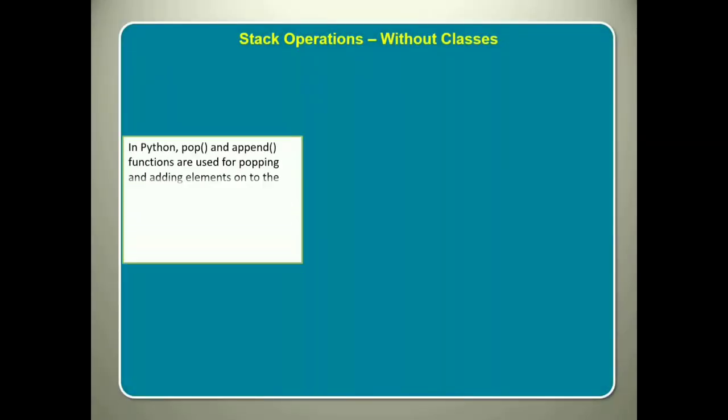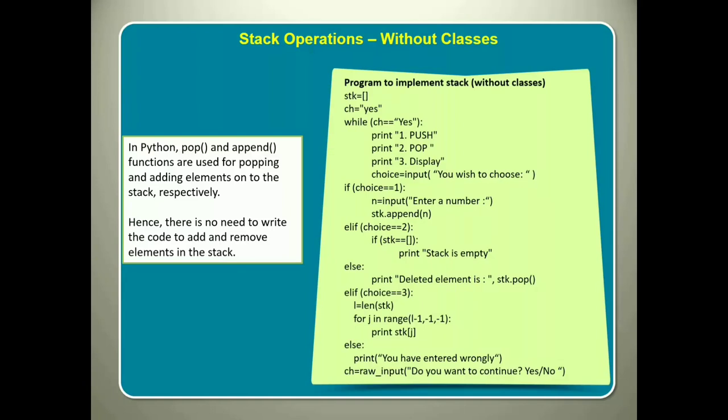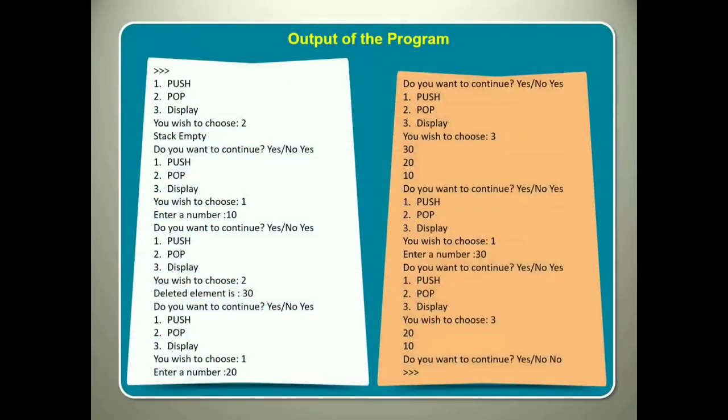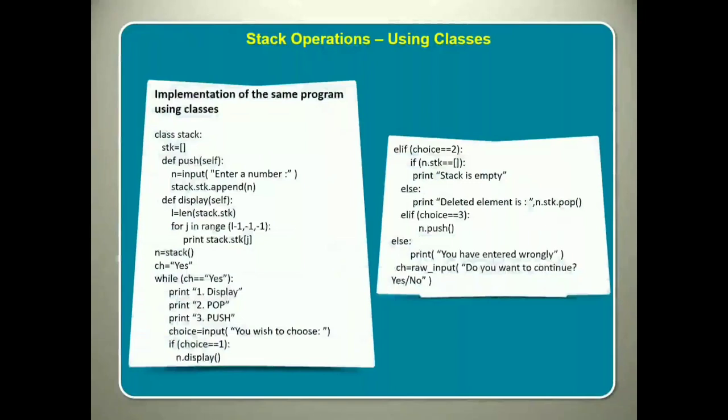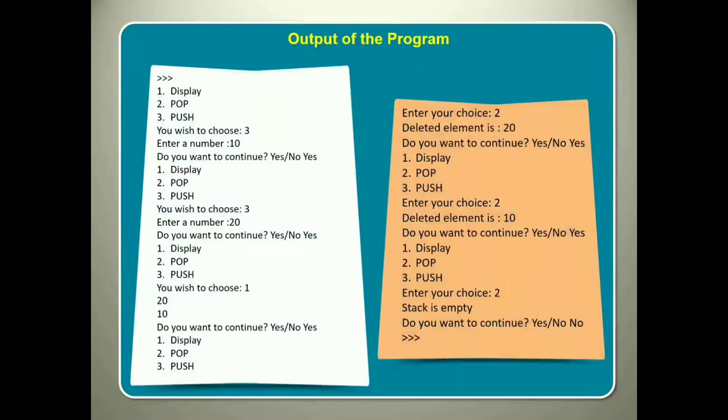As you have studied earlier, in Python, pop and append functions are used for popping and adding elements onto the stack respectively. Hence, you need not write the code to add and remove elements in the stack. Here is a program that performs the push and pop operation on the stack through append and pop function. Output of the program looks like this. On screen is the implementation of the same program using classes. Output of this program looks like this.